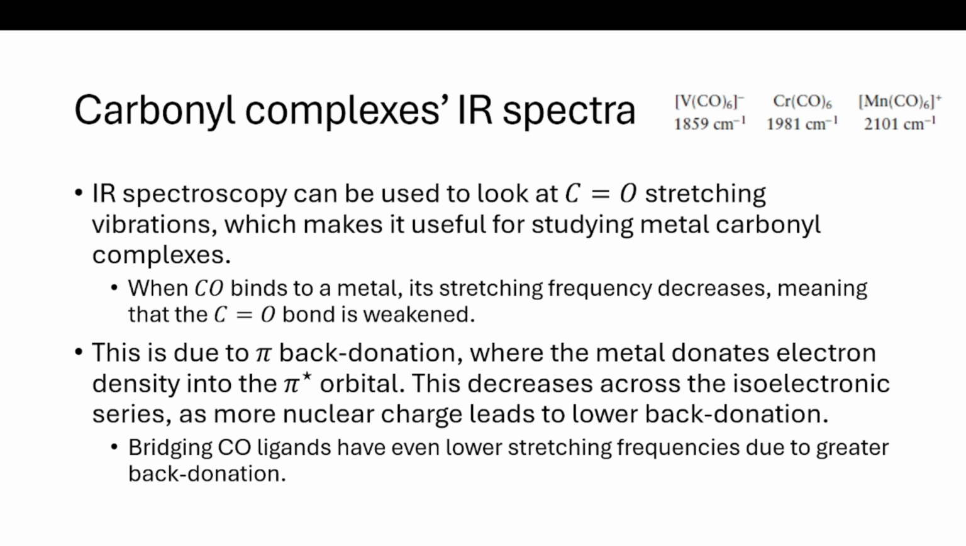In fact, when we have CO ligands that bridge metals to metals, they're even going to have lower stretching frequencies because we're going to have 2 different metal ions, and those metal ions are going to give even more electron density into the pi antibonding orbital.